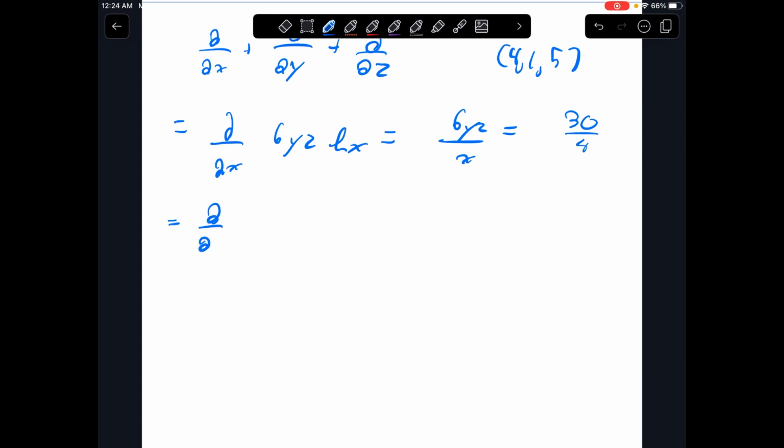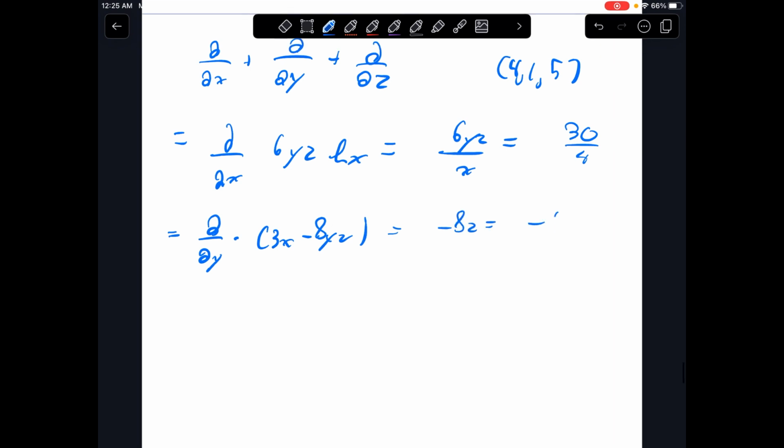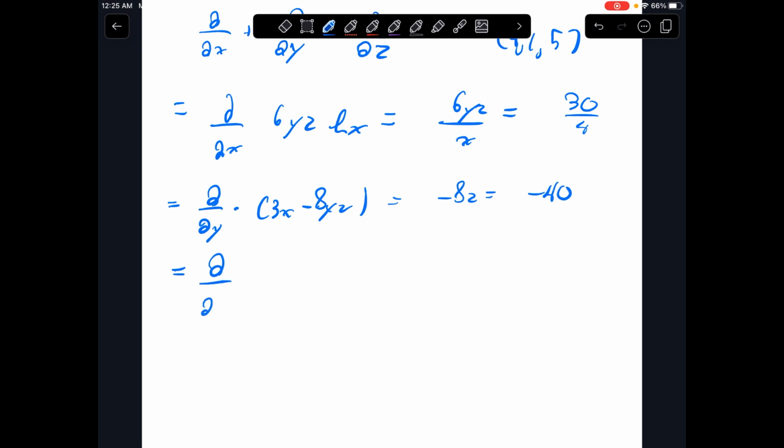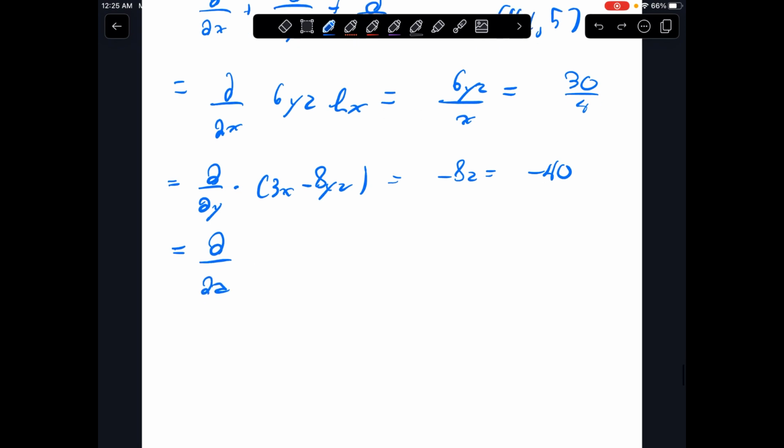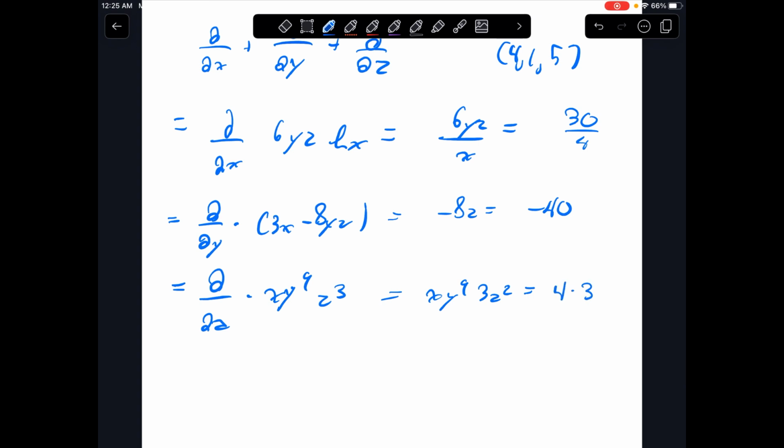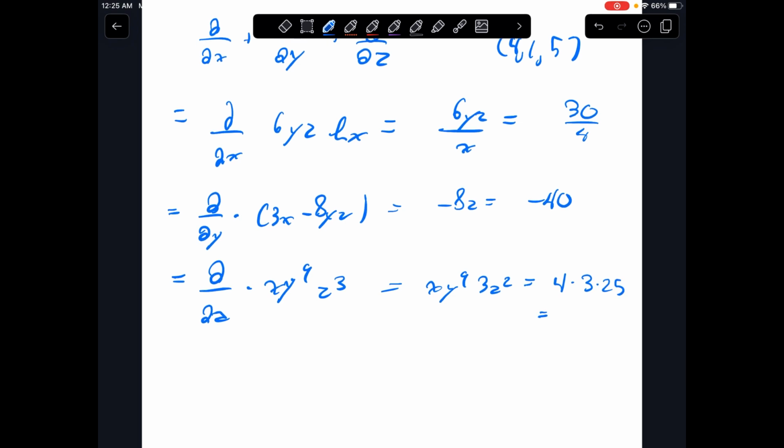And then the second one will be the derivative with respect to y of 3x minus 8yz. This will, of course, equal negative 8z, which will be negative 40. And then the last one will be with respect to z of x y to the 9 z cubed, which equals x y to the 9 times 3z squared. Plugging in our values, we get 4 times 3 times 25, and this comes out to 300, if I'm not mistaken. I didn't even calculate it, I just left it as it is. But yeah, 4 times 25 is 100, so this is 300.